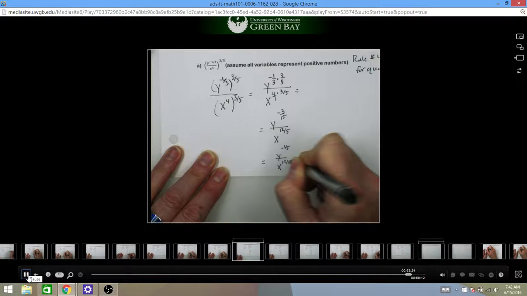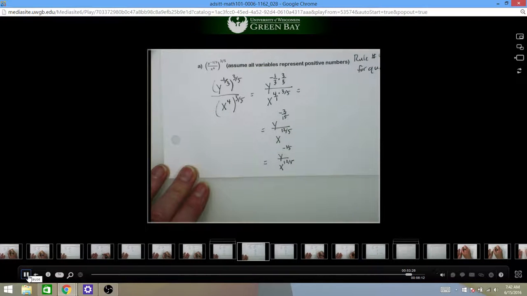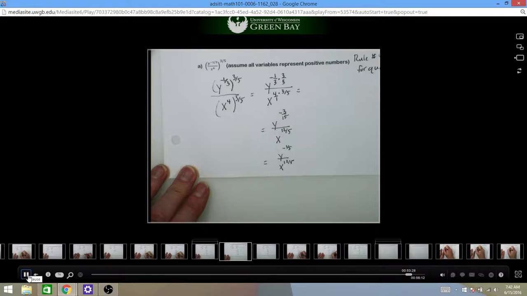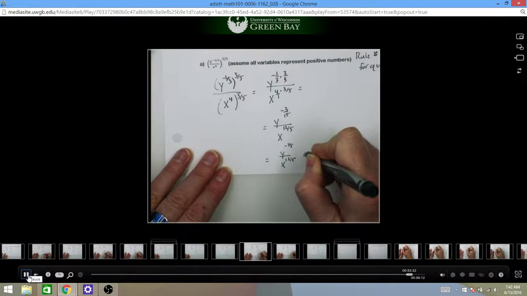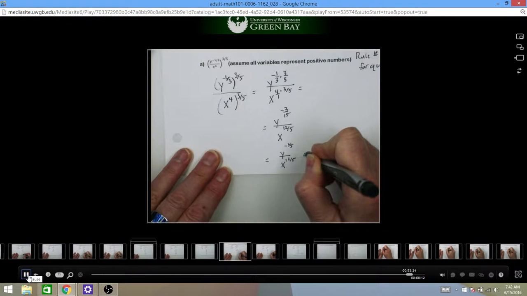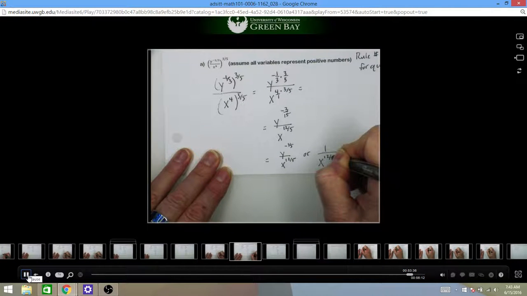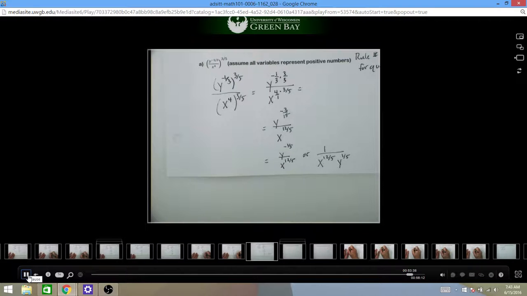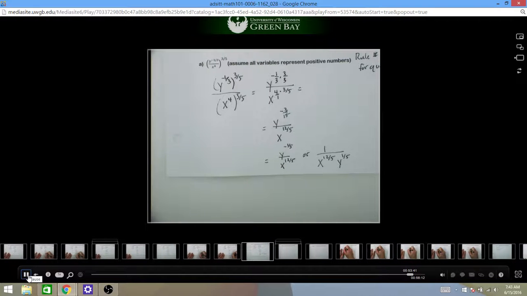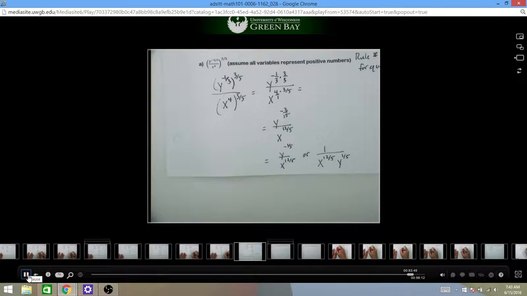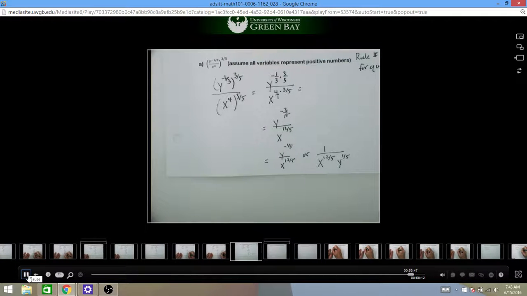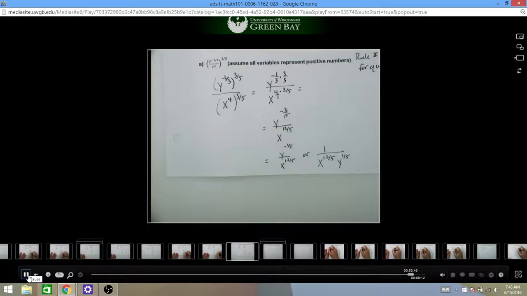And again, it's not rule number 2 because the x and the y are not the same. They're not both x's or both y's. You can leave your answer like that, or if you want to write with positive exponents, you can move the y to the 1/5 into the denominator. You could have done that to begin with if you wanted to. There's not one way to use these rules. Does anyone have questions?